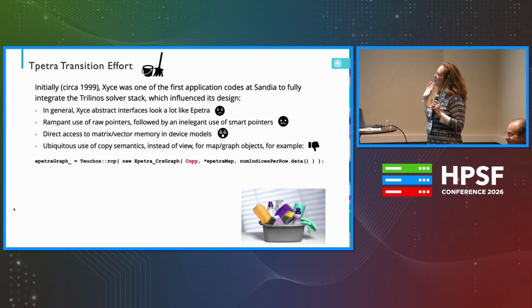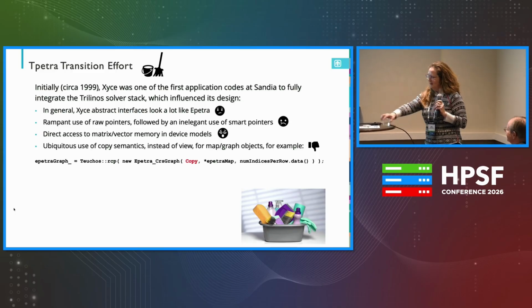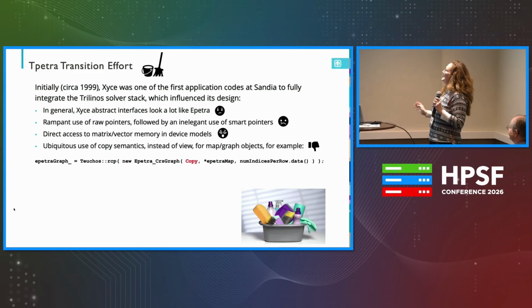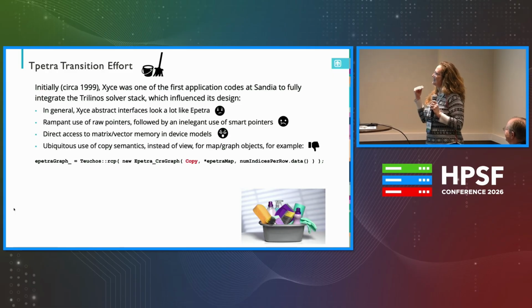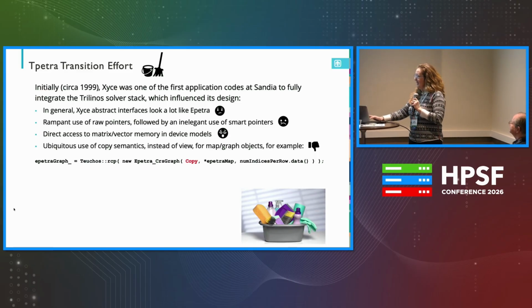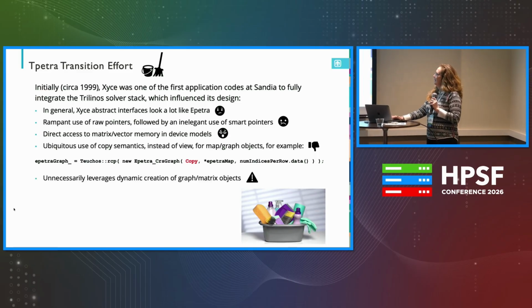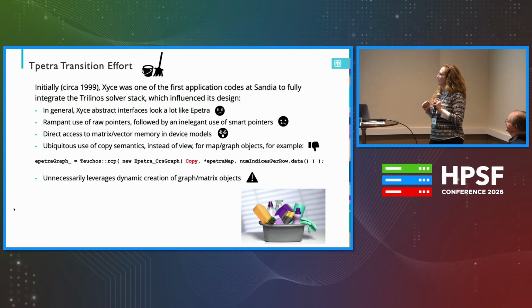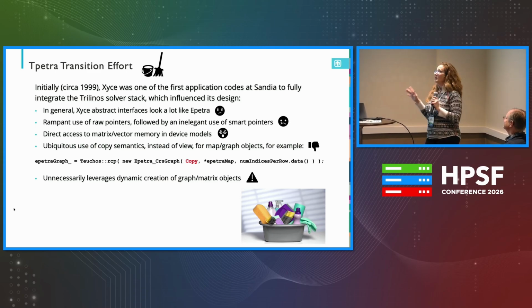So if you just went through and hacked and slashed it through the code, and put views everywhere and just gave it ref count pointers, there were seg faults a-go-go, because you were creating a graph or a map, and then it went away, and you had given a pointer. So that was a little bit of work. We also had a lot of dynamic creation of graph and matrix objects, unnecessarily so, because once that network is determined, it's static, so that's not needed. So we cleaned that up.